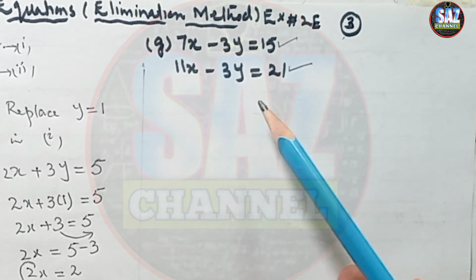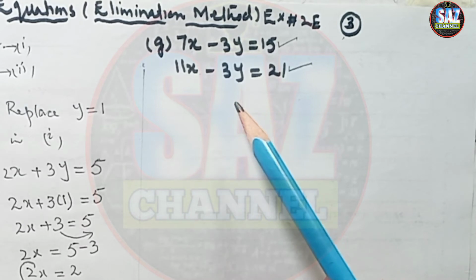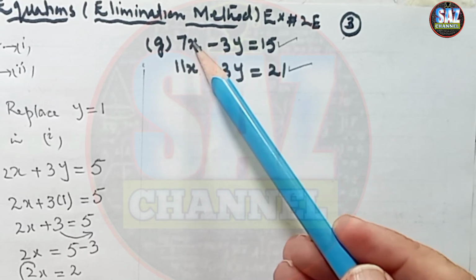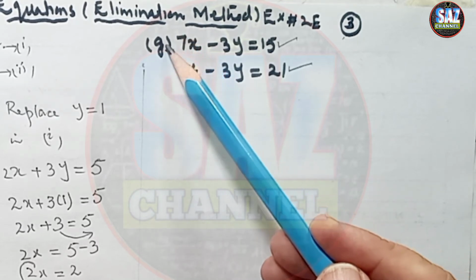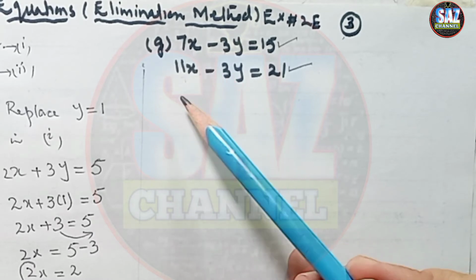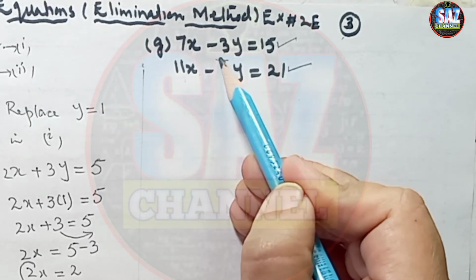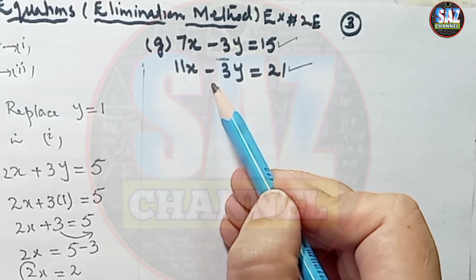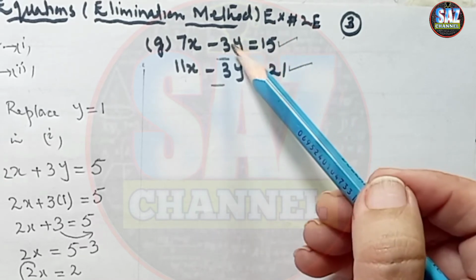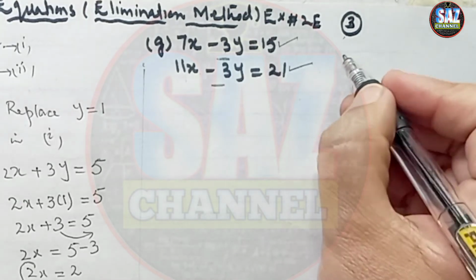Again, in order to solve this by the elimination method, we have to observe the coefficients of both the variables. If we look at the coefficients of x, in equation 1 it is 7, and in equation 2 it is 11. So it's not the suitable choice. But if we look at the coefficients of y, in equation 1 the coefficient of y is minus 3. In equation 2, the coefficient of y is also minus 3.